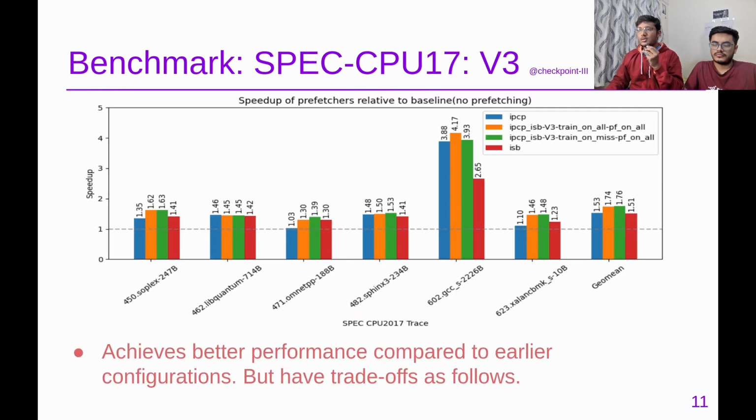Next is the version 3 graph, where version 3 is getting better performance than IPCP and ISB. A point to note is that we have handled GCC also, where we are getting better performance than IPCP and ISB, and we handle the Omnet++ case also, where with our new configuration we are getting better performance than IPCP and ISB single-handedly. So this is the best and optimal performance we got till now.